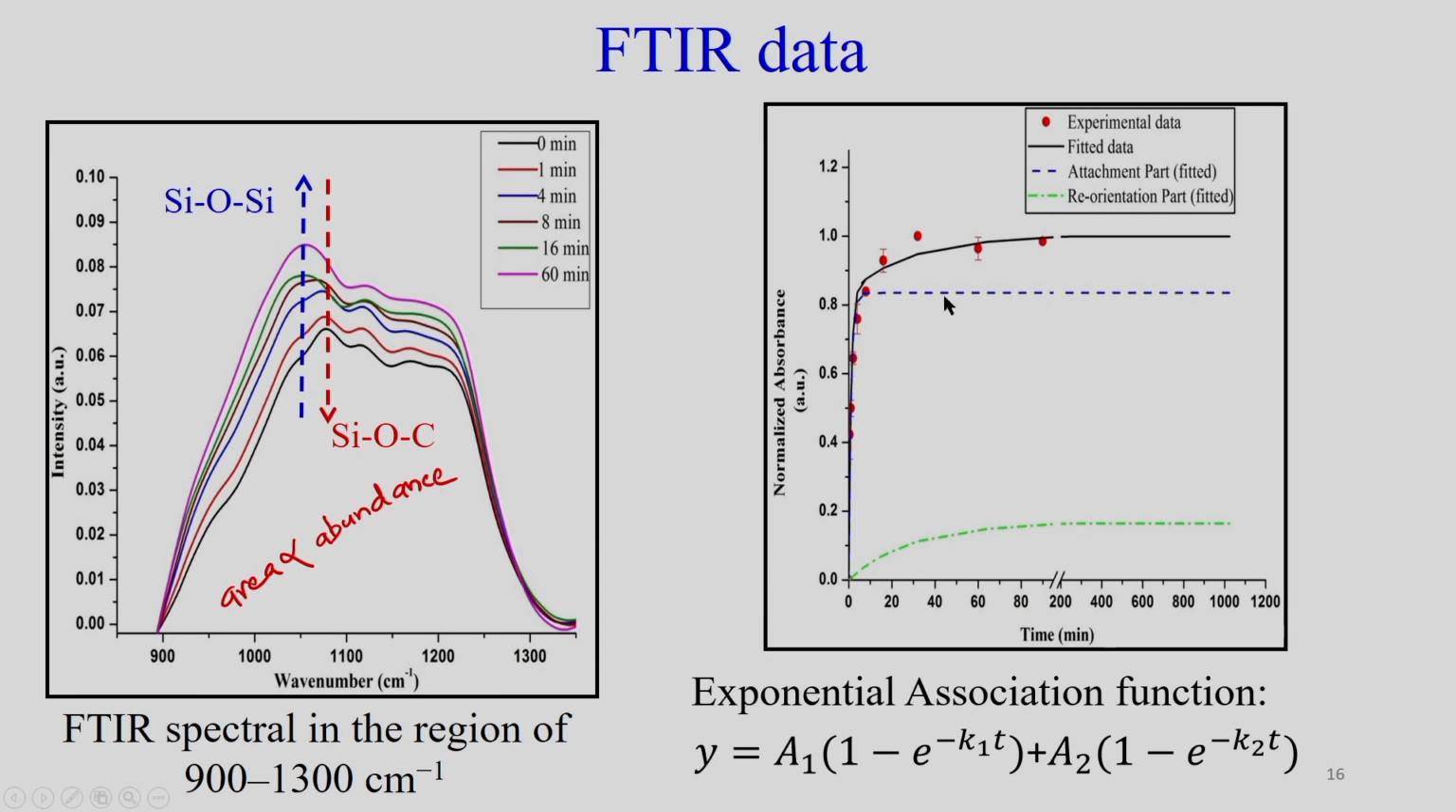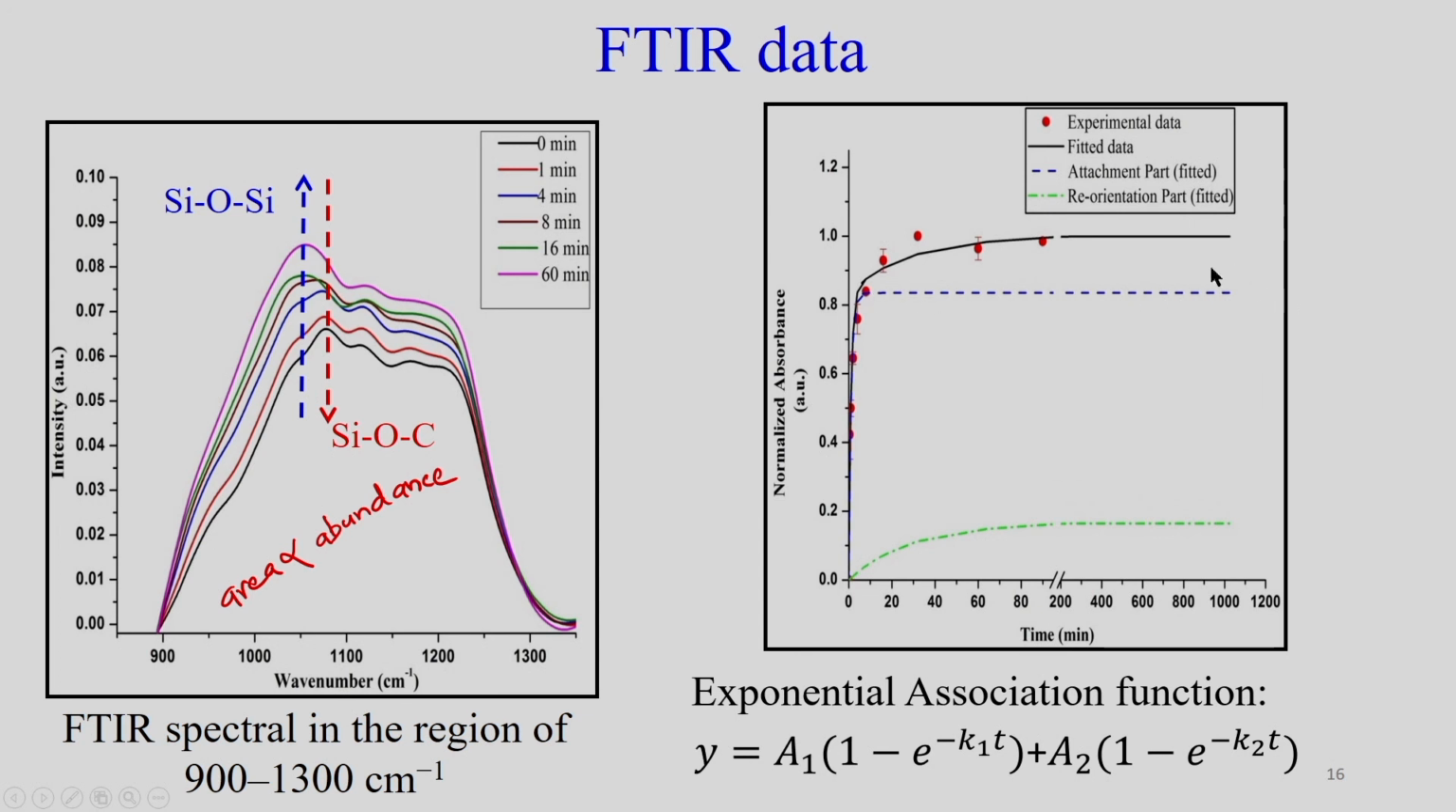So, the first exponential is very fast, you can see here this purple line, it is very fast and reaching a plateau, and the second exponential function starts slowly and continues for a longer duration. So, we confirm from here that there are 2 steps.